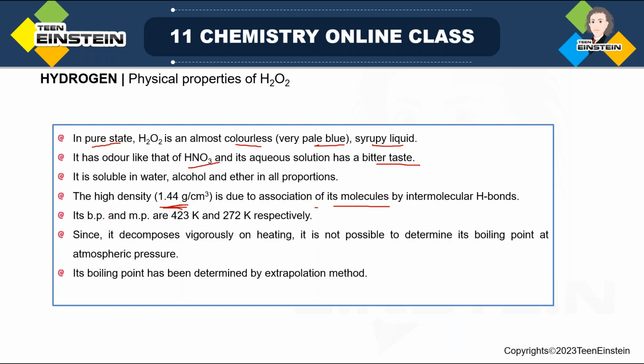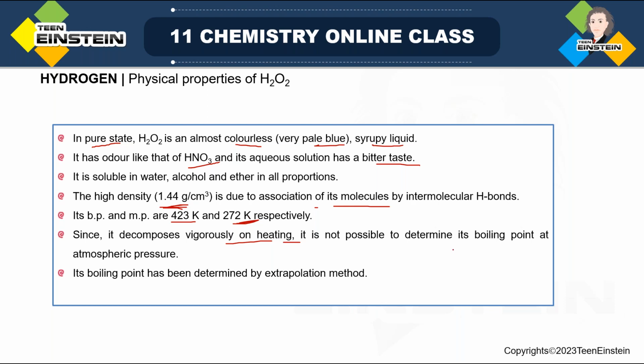Boiling point and melting point: 423 Kelvin, which if you convert to degrees centigrade is 150 degrees. That means it is not a very high boiling point, not very low also. And 272 Kelvin means its melting point is close to 0 degrees. It decomposes vigorously when you are heating. That is, there is a chance of decomposition. We have already seen this fact.